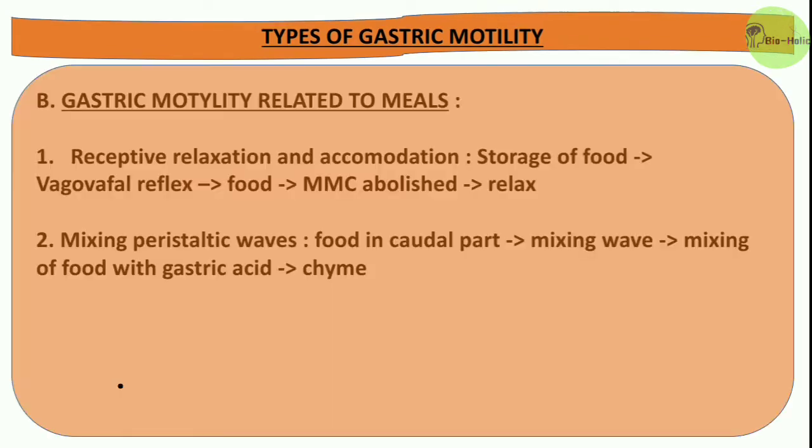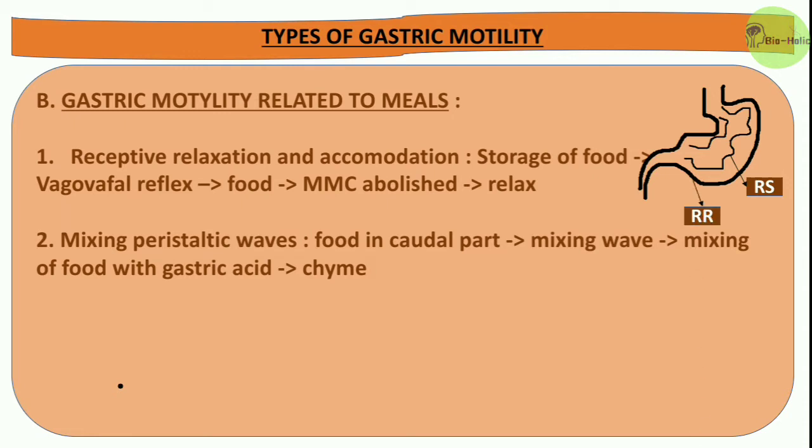Now let's move on to the second type of gastric motility, which is related to meals. It can also be discussed in three parts. Number one is the receptive relaxation and accommodation. Storage of food causes an increase in the vagovagal reflex, and with the presence of food the MMC is abolished, and this causes relaxation of the whole stomach area. This is the resting state of the stomach, and it is the receptive relaxation of the stomach.